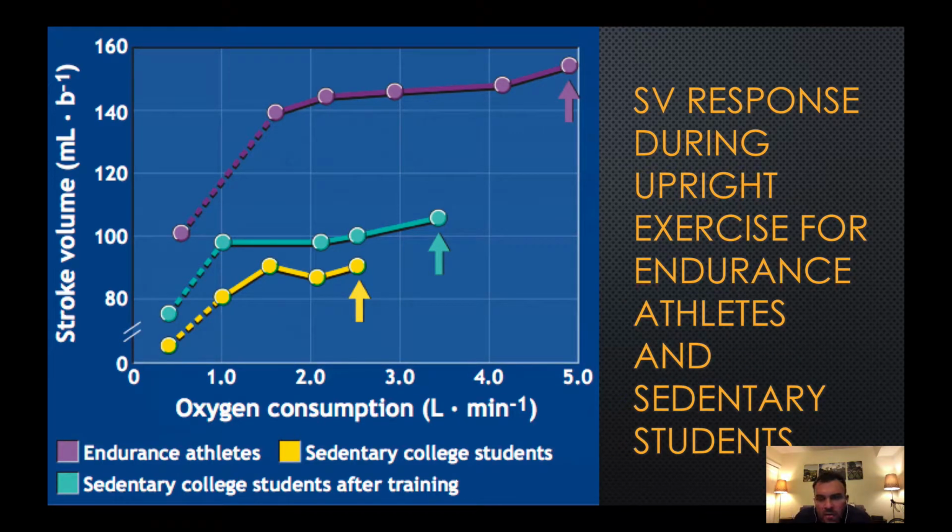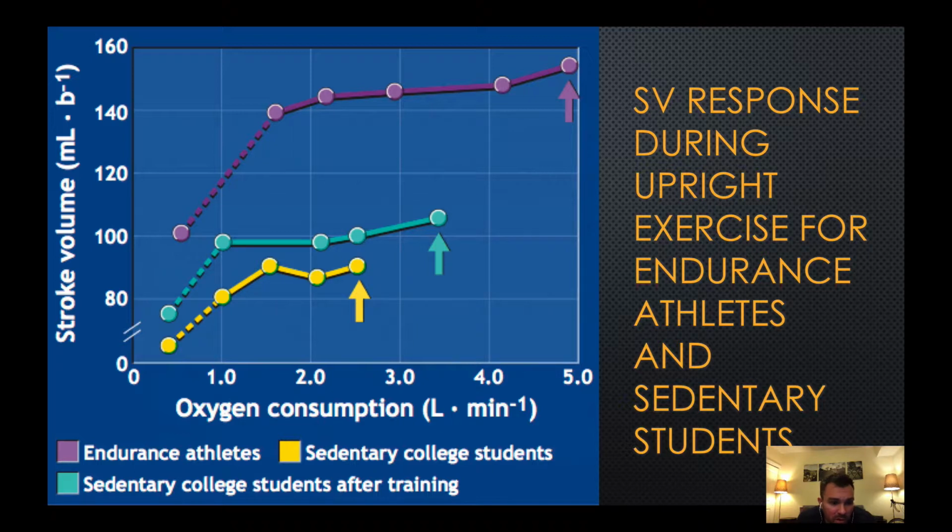So here's an image of the sedentary college students in the yellow. The blue is them after training, compared to an endurance athlete. So you see the stroke volume after training. Looking at the oxygen consumption line, we see prior to training, their stroke volume is pretty low in the beginning. It peaks at about 50%. If you think of their max being 2.5 liters per minute, maybe 1.5, a little more than 50% is when they finally peak at their stroke volume.